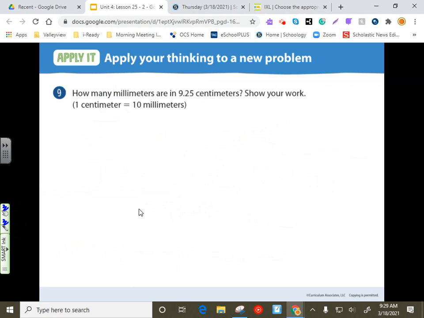All right, number 9, how many millimeters are in 9.25 centimeters? And it shows us that 1 centimeter is equal to 10 millimeters. The first thing I want to do is note that centimeters are larger, millimeters are smaller. That's shown right here too. Also, this has 1 zero. So that 1 zero means move the decimal once.